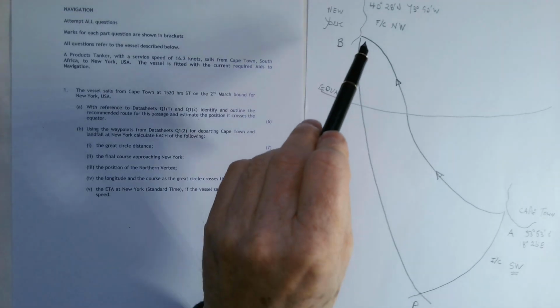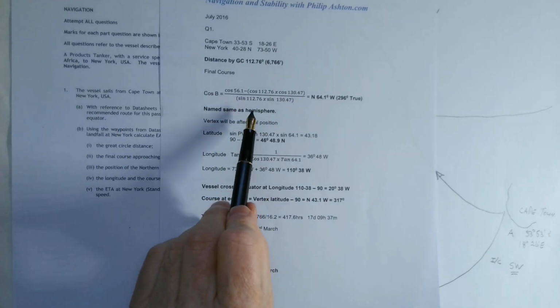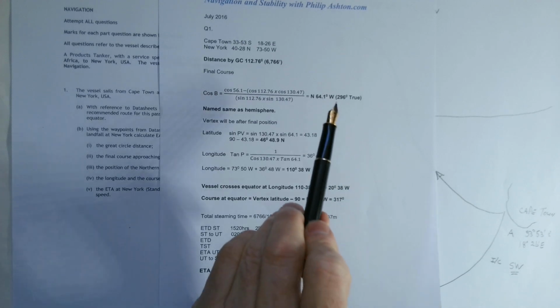Then we're asked for our final course. Now the final course will be named the same as the hemisphere that we're going to end up in. So it's named north, and of course we're going west. So putting the values into the formula, we find that our course is 296 true.